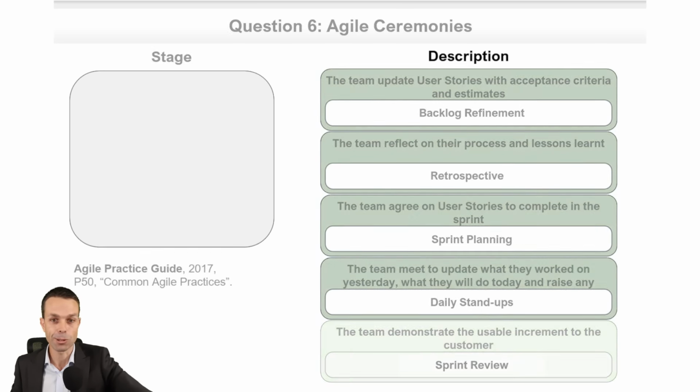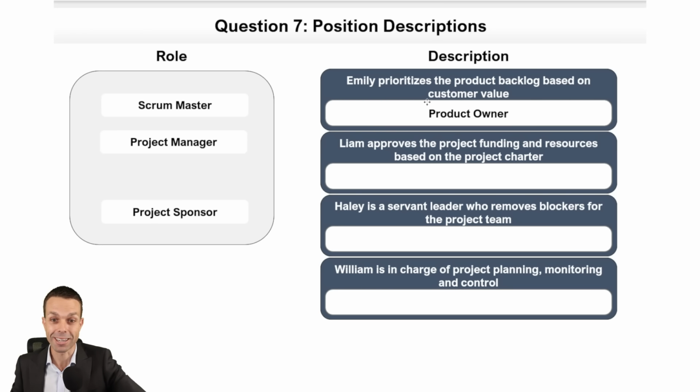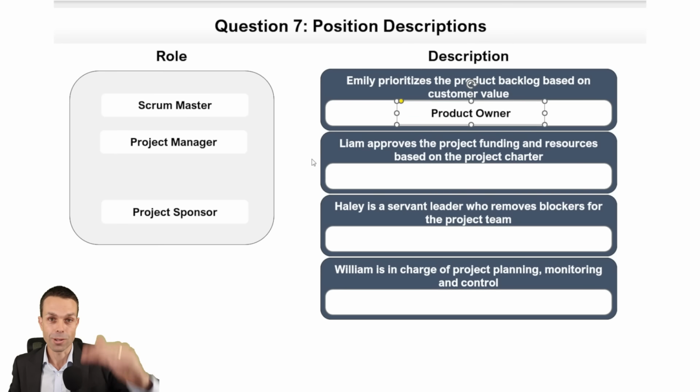Okay, position descriptions. Who does what in a project team? And we've got a few different ones here. Emily prioritizes the product backlog. Who does that? Can you tell me? That is the product owner. Absolutely. They look at customer value and they prioritize all of those items, so we're delivering the highest value first, ideally. Liam approves the project funding and resources based on the project charter.